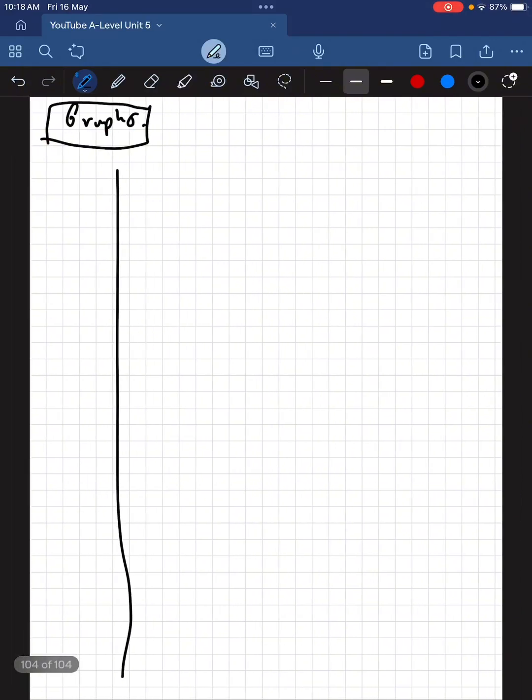So let's do the graphs. I'm gonna try to fit all of them into this page, which is small.